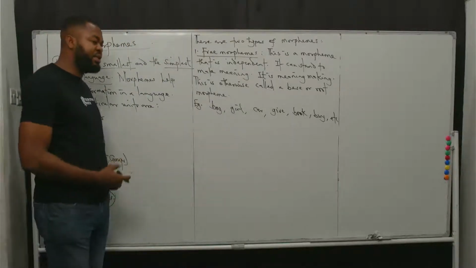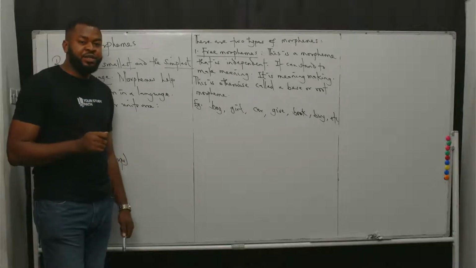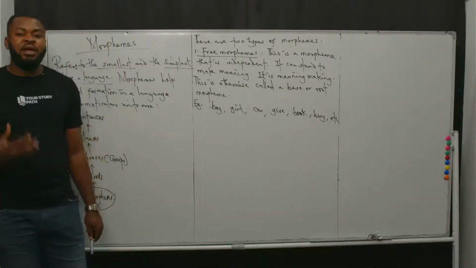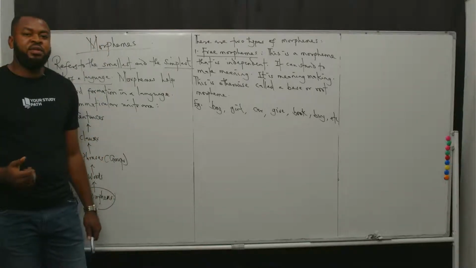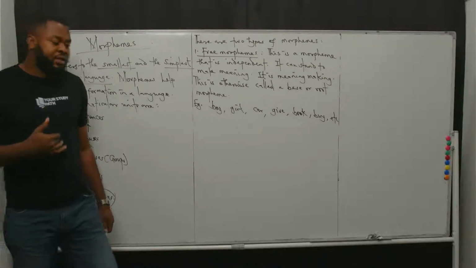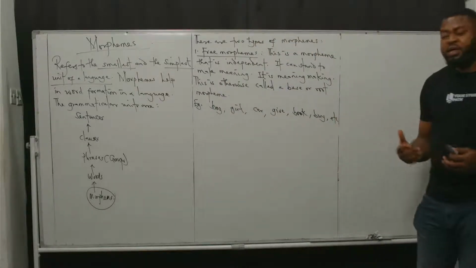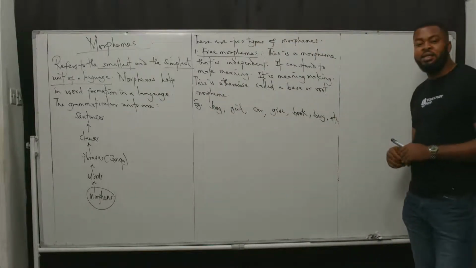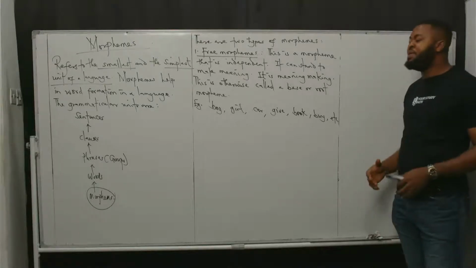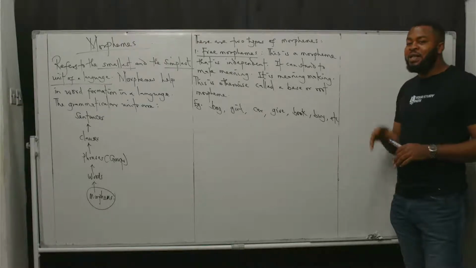They are independent words. Free morphemes will definitely have lexical entries. What do I mean by that? For example, free morphemes can be looked up in the dictionary. That means you can look up such words in the dictionary. For example, look at boy, girl, car, give, book, buy, and the rest of them. You can search for most of these words and you'll find them in the dictionary because they are free morphemes. They are independent words.